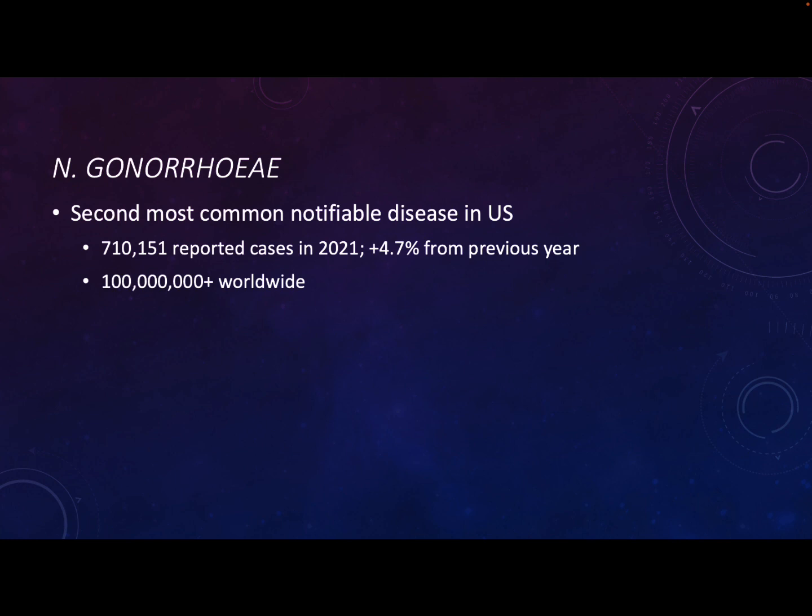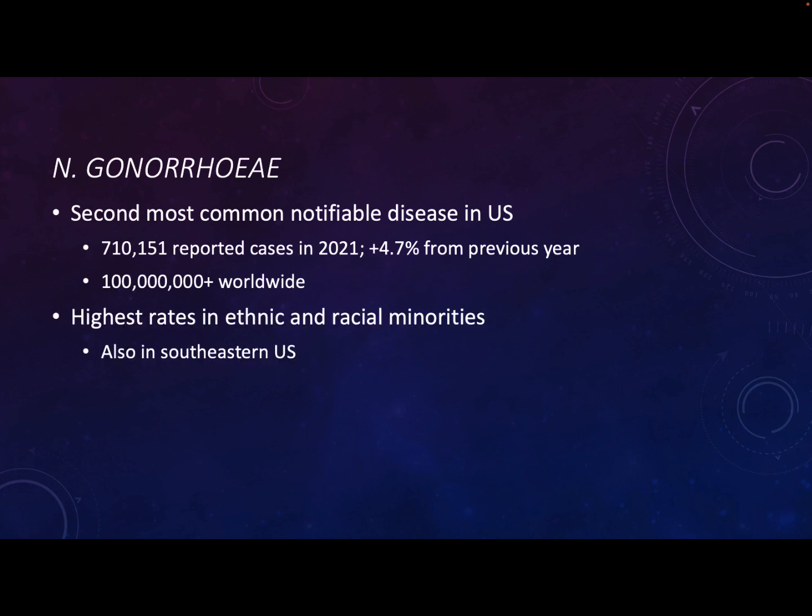It's estimated that there are over 100 million cases annually worldwide. The highest rates of infection we tend to see in ethnic and racial minorities for whatever reason, and also in the southeastern United States. I know the reason. The reason is you just tend to see a lot of sexually transmitted infections in areas or in communities where there's not a lot of sex ed or comprehensive sex ed. If sex ed consists of don't have sex, you're going to have high rates of gonorrhea. If it's a little bit more comprehensive, you tend to see lower rates. There's one, I can't remember if it was, I think it's chlamydia.